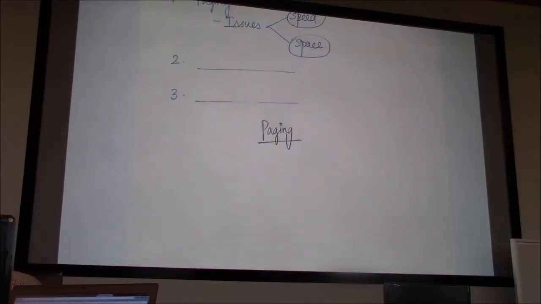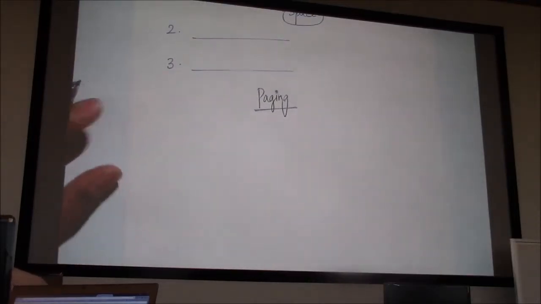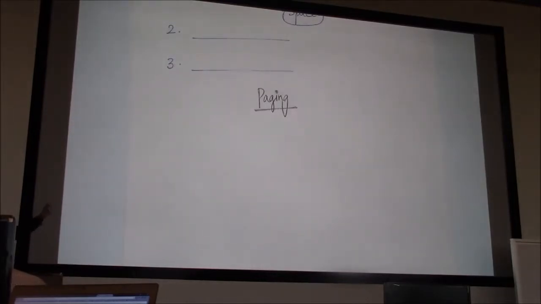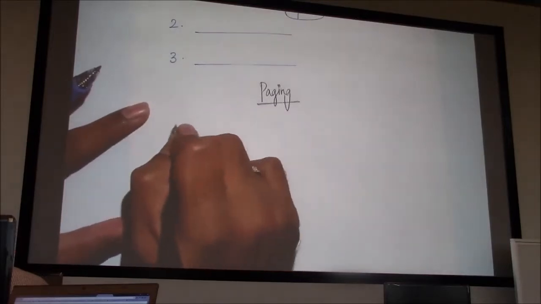So again, for simplicity, it's a quick review of paging because we want to build on top of this. We want to see what the problems with this may be, so that we can build on top of this for understanding today's class.